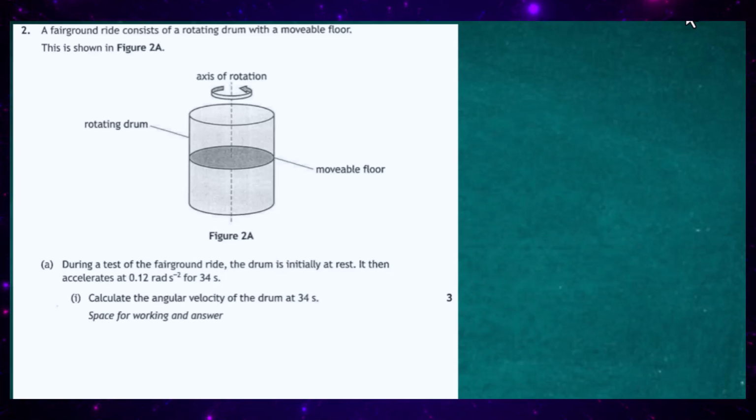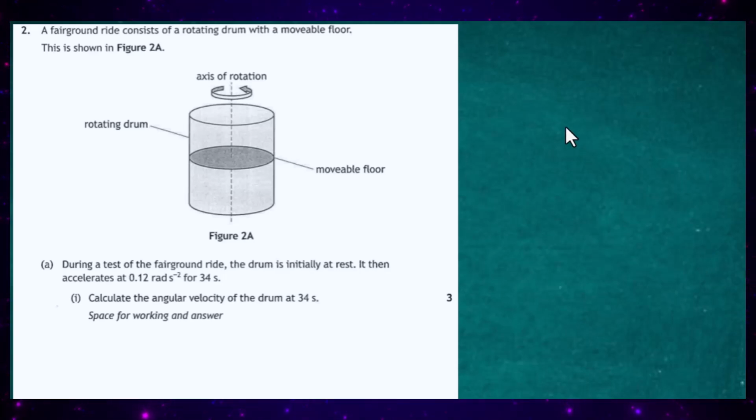Now, part A says, during a test of the fairground ride, the drum is initially at rest. It then accelerates at 0.12 radians per second every second for 34 seconds. And we've got to calculate the angular velocity of the drum at 34 seconds.